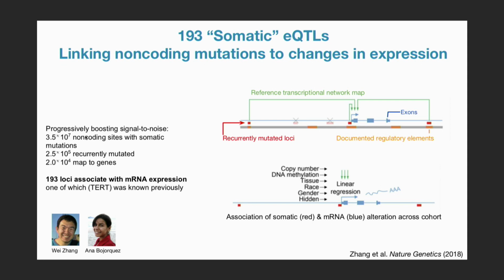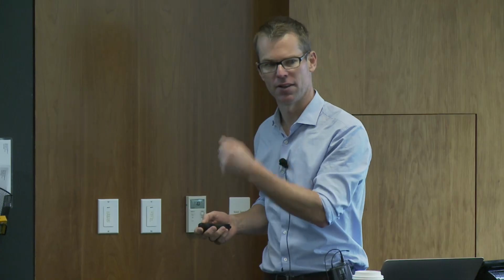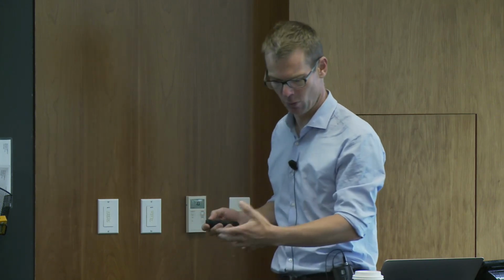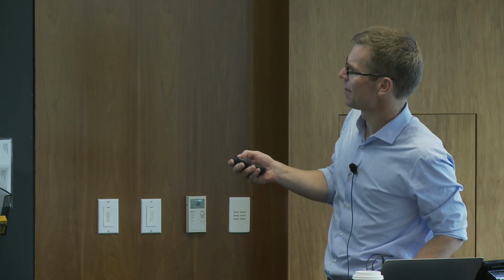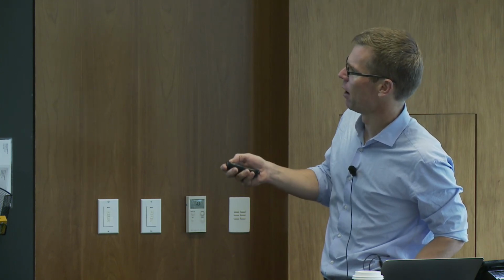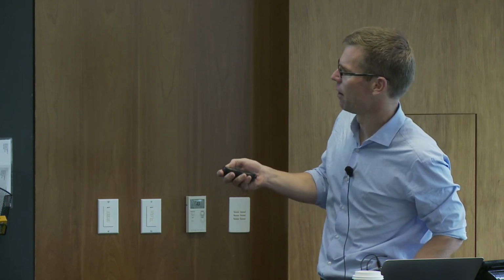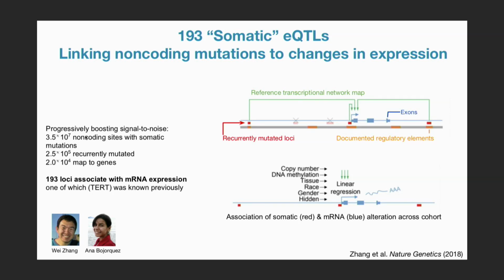Normally, people try to connect SNPs in the germline genome to changes in gene expression in those same patients. Here, we're doing the same thing, except these are not SNPs. These are somatic mutations arising during tumorigenesis or later in tumor development. So that's how it works. You're trying to associate changes in the mutation state of these enhancers with changes in the expression state of the linked genes.